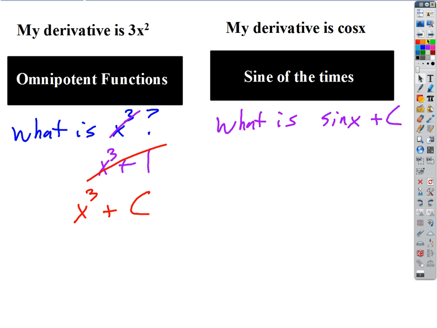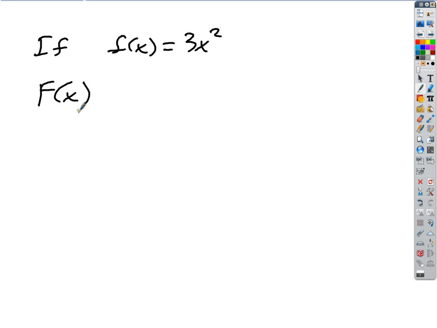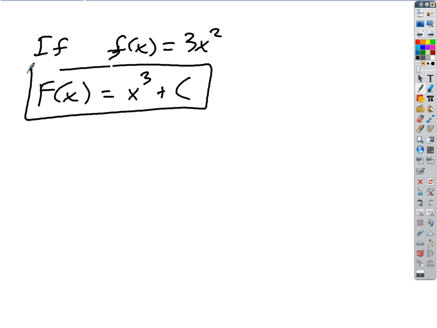So for example, we could take this example with the x cubed. We could say this: if lowercase f of x equals 3x squared, then capital F of x equals x cubed plus c. This one right here, we would say that's what we call the general form of the antiderivative, okay?